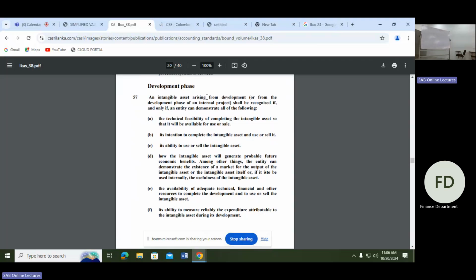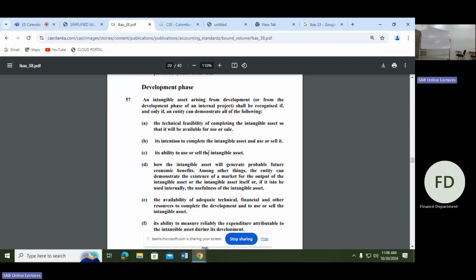See, development phase. An intangible asset arising from development, right? Can you see this? An intangible asset arising from development shall be recognized if and only if an entity can demonstrate all of the following. All of the following, not only one, right? The main criteria must all be satisfied for the development intangible asset to be recognized. First, the technical feasibility of completing the intangible asset so that it will be available for use or sale.